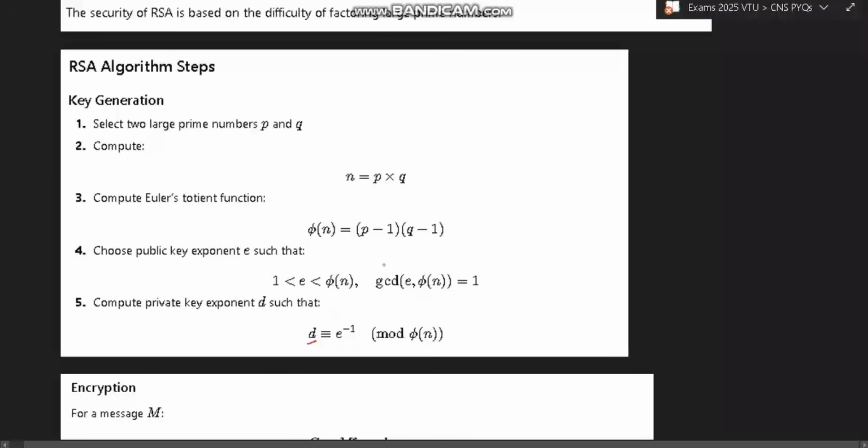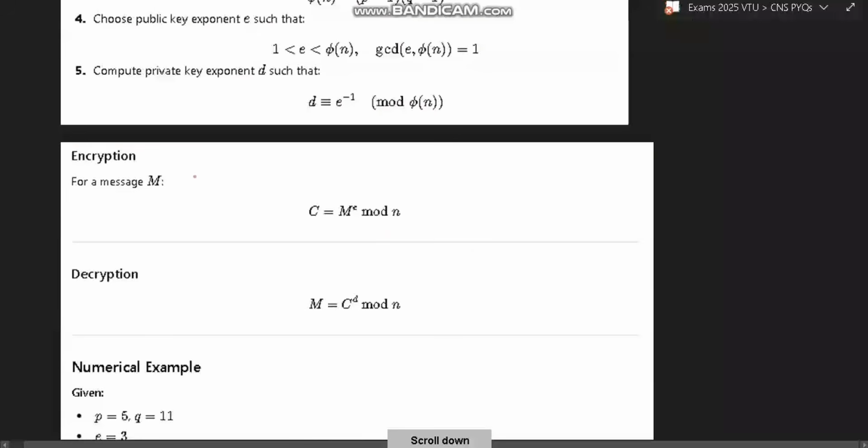For encryption, it will be C is equal to m power e mod n, and for decryption, it will be C power d mod n. If you see the example, it will be much clearer.